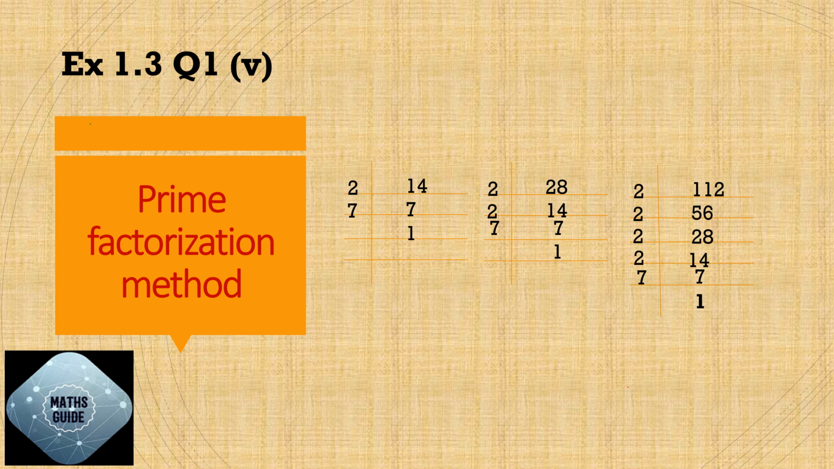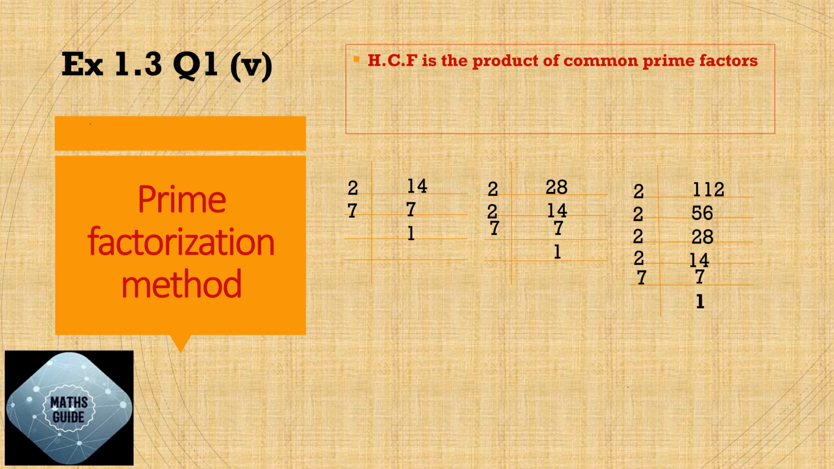Now let's move on to exercise 1.3 question number 1 part 5 where we have to find out the HCF of three numbers, that is 14, 28 and 112. The first step is to resolve these numbers into their prime factors. Then we will find the common factors and the greatest among all the common factors will be the HCF. According to this, the definition of HCF is that it's the product of common prime factors.